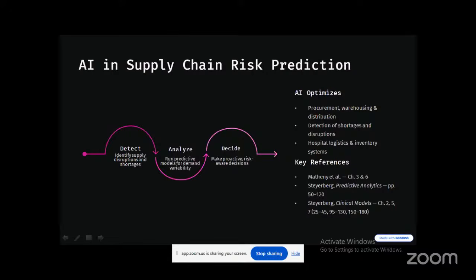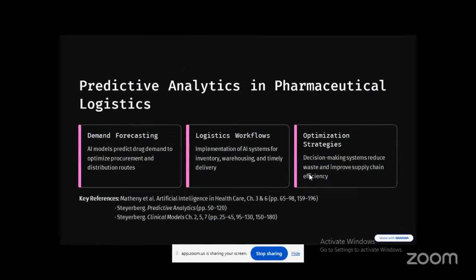This is also available in Artificial Intelligence in Healthcare, Mathni, Chapter 3 and 6. Predictive Analytics, page number 52 and 20, by Straberger. And Clinical Model, Chapter 2, 5 and 7. Predictive Analytics in Pharmaceutical Logistics.